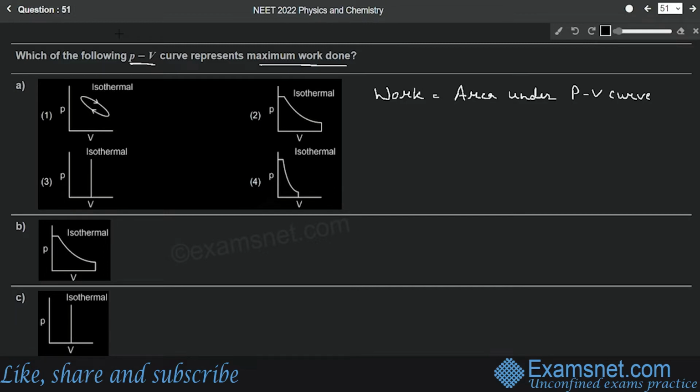You can see that in option 3 there is just a line, so there is no area in this, so this cannot be the correct answer. Okay, in option 1 here the area is very small. Okay, so this is also not correct, and out of 2 and 4 it is quite clear that 2 has the greater area, so the work done will be maximum in second option. Okay.